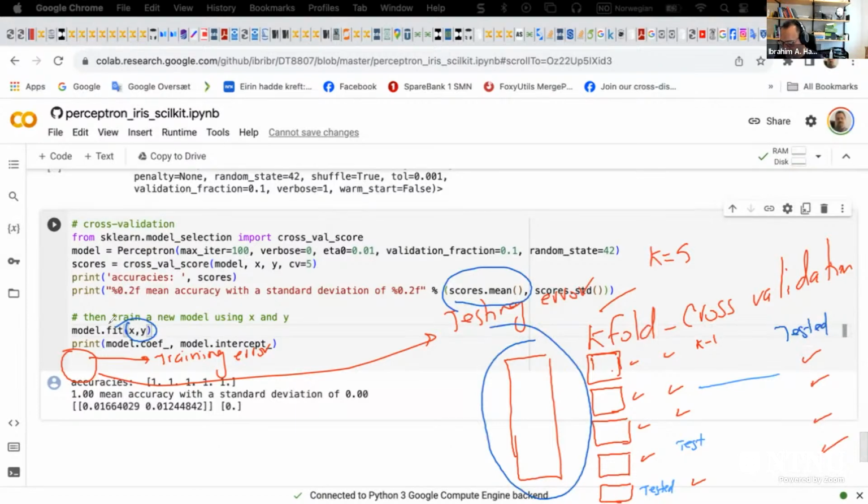And as you can see here, we got mean accuracy equal 1, which is 100%, standard deviation equal 0, and these are the model parameters. This is omega 1, this is omega 2, and this is bias. So now we can plot the decision line. So this technique, holdout validation or cross validation, we will talk later on about it because we will use it many times.